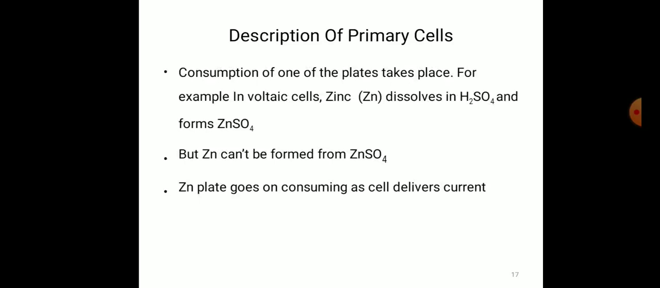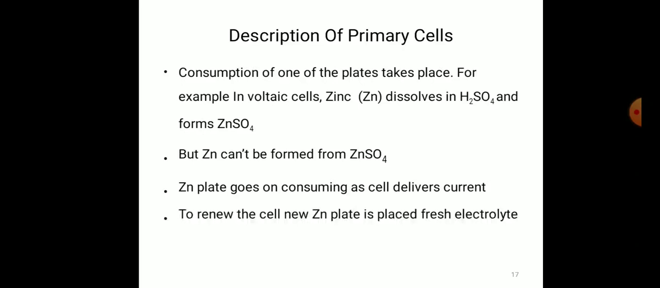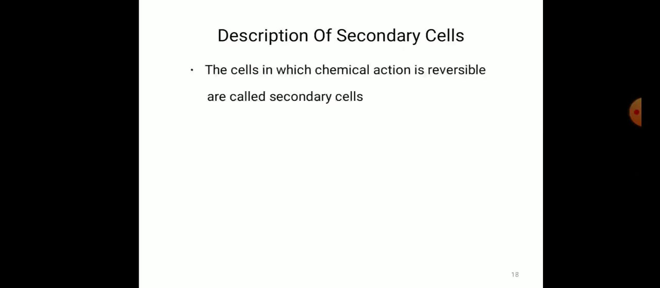In primary cells, consumption of one of the plates takes place. For example, in voltaic cells, zinc dissolves in H2SO4 and forms zinc sulfate, but zinc cannot be formed back from the zinc sulfate. The zinc plate goes on being consumed as the cell delivers current. To renew the cell, a new zinc plate is placed in fresh electrolyte.